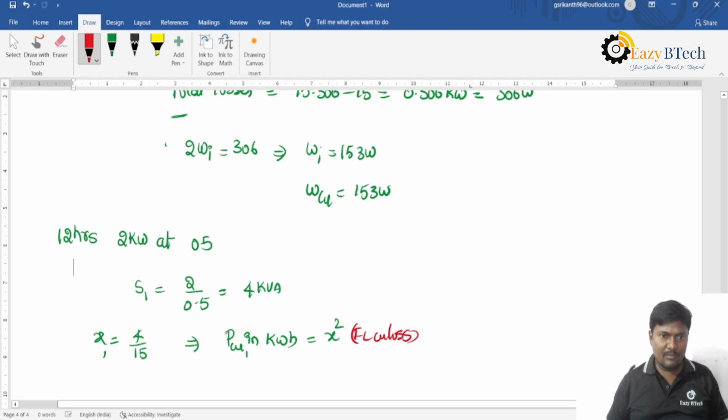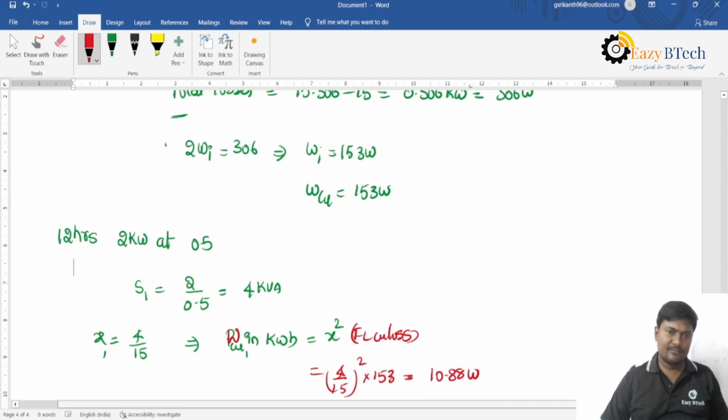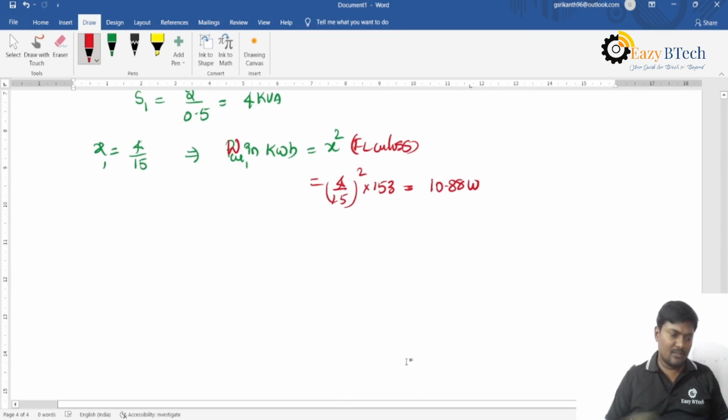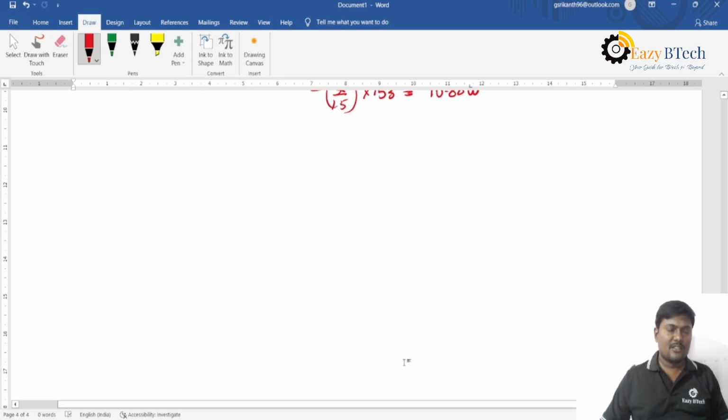So this is WCU or PCU. So (4 by 15) whole square into 153 should be equal to 10.88 watts. If you want to check it in the calculator, you can check it: 4 square divided by 15 square into 153, it is 10.88 watts.